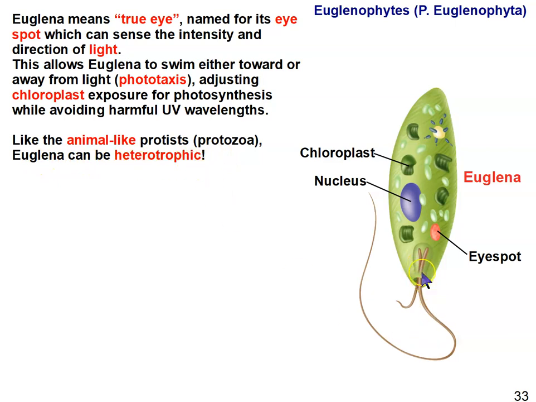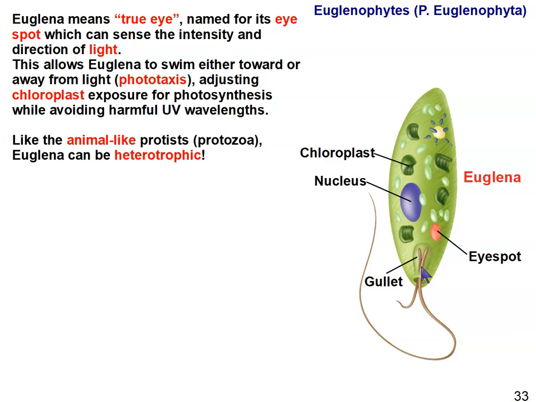So you'll notice here that the flagella are coming out of this region here that is actually a gullet. So just like we saw when we were looking at paramecium and how paramecium feeds, it pulls food into its oral groove and funnels it into its gullet, and then phagocytizes that food from its gullet. Euglena can do the same thing.